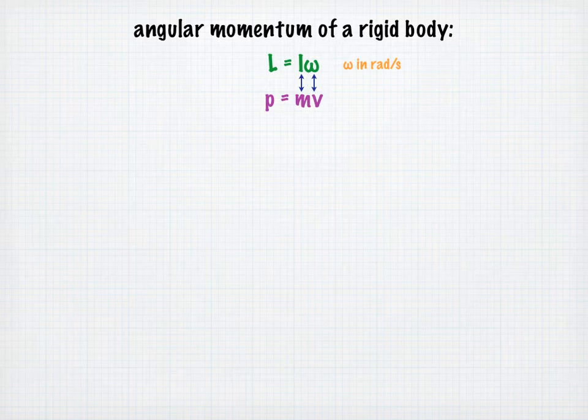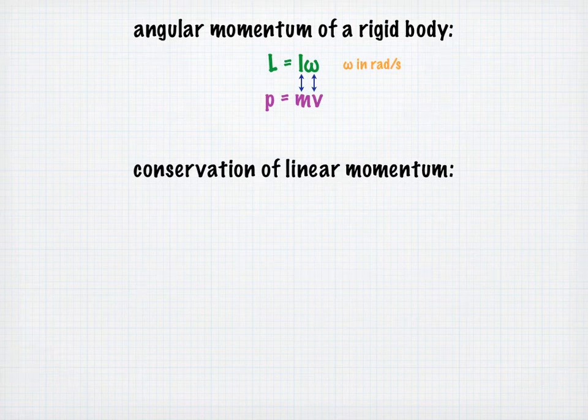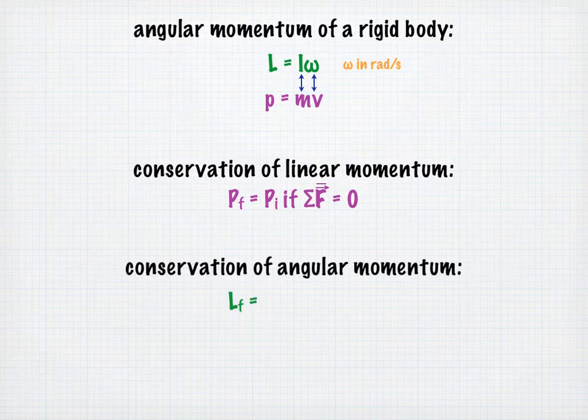We also talked previously about the conservation of linear momentum. The total linear momentum of a system is conserved, meaning that total final linear momentum is equal to total initial linear momentum, when the sum of the average external forces acting on the system is equal to 0. Similarly, the angular momentum of a system is conserved, meaning that total final angular momentum equals total initial angular momentum if the net average external torque acting on the system is equal to 0.